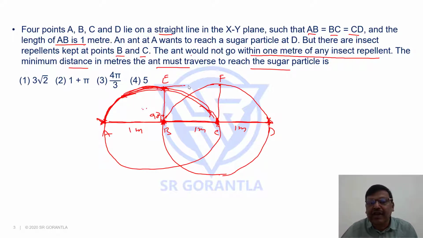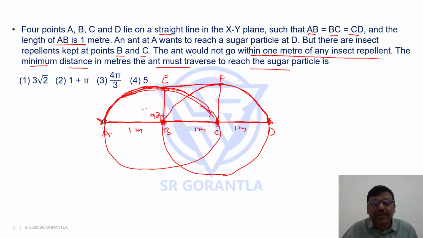From E it can go straight, because instead of coming like this and going up, it can go straight, because we are talking about minimum distance. And from F again it can come like this. Then it is not coming within the circle. When it comes within the circle, it will be within 1 meter. It is going on the boundary, which means it is not coming within 1 meter radius there.